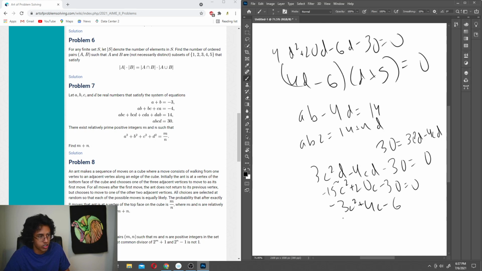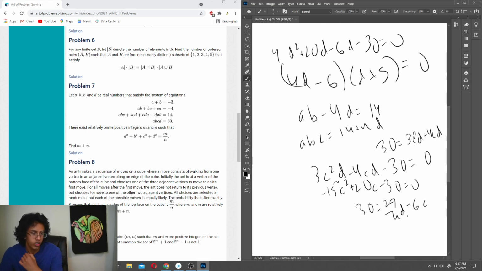So what happens if we did 6 over 4, which is 3 over 2? So with 3 over 2, we get 30 is equal to 27 over 4d minus 3 over 2, 6c. Now, if we divide by 3 and multiply by 4, we get this c squared divided by 3. So that's a 9. So 9c squared.